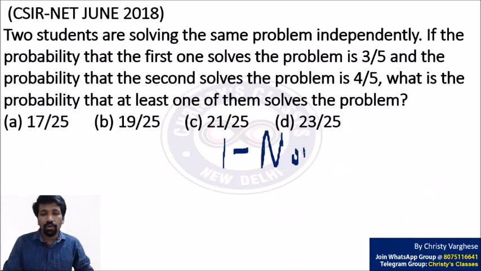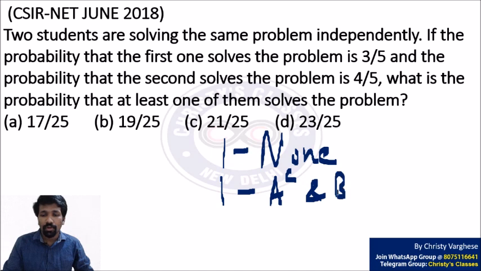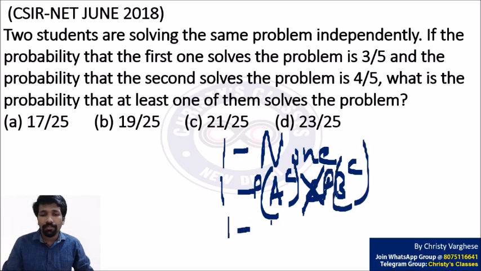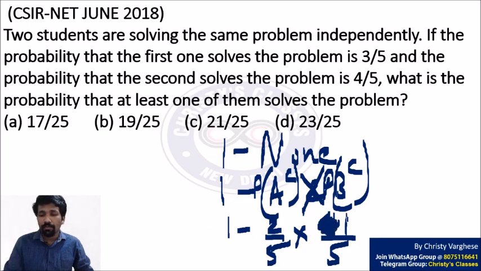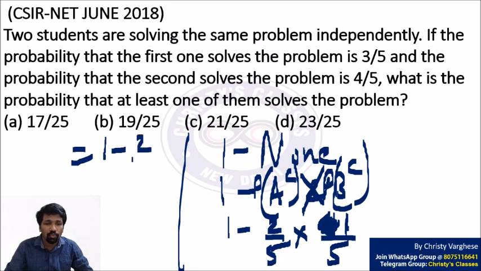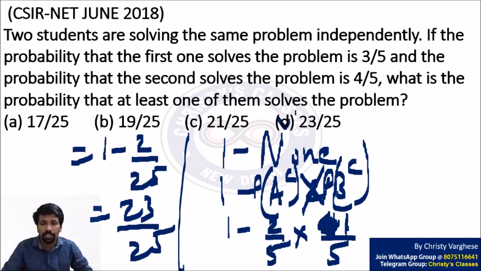1 minus none solving means 1 minus A not solving and B not solving. That is, probability of A not solving and B not solving means you have to multiply those probabilities. A not solving probability is 2 by 5. B not solving probability is 1 minus 4 by 5, 1 by 5. So, 1 minus 2 by 5 into 1 by 5 is the final answer. That is 1 minus 2 by 25. 2 by 25 subtracted from 1 means 23 by 25. Option D is the answer. So, at least one of them solving, this is how to do.